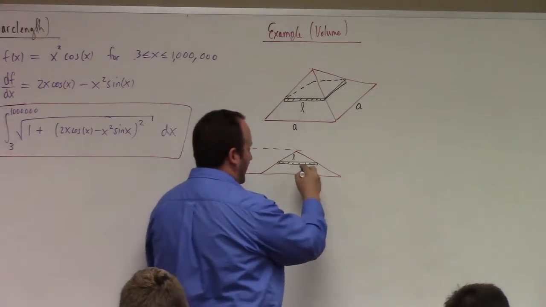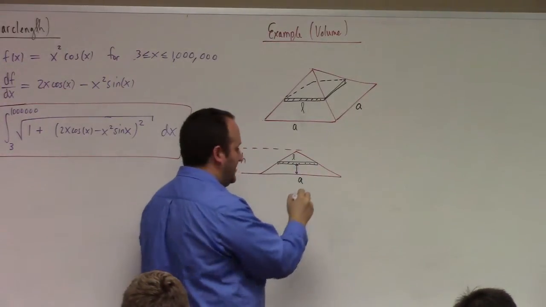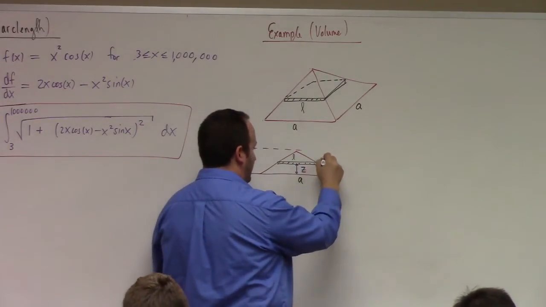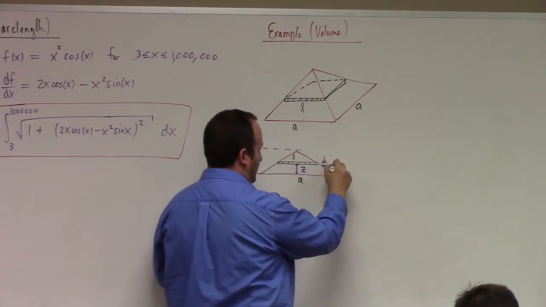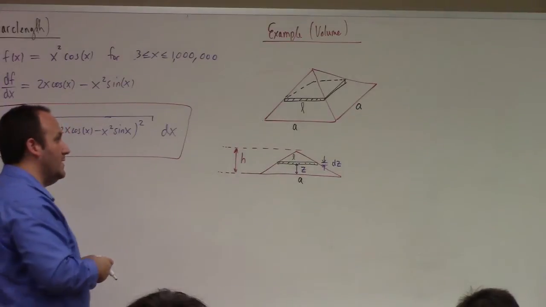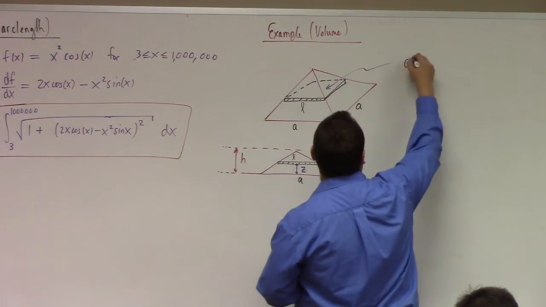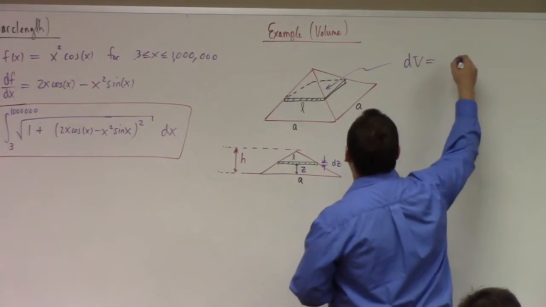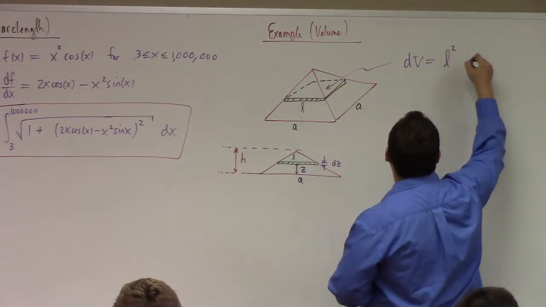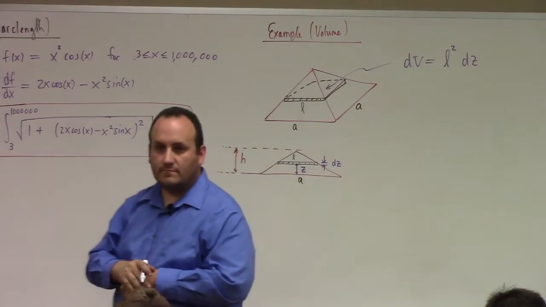So, or if you like Y, what do you guys want, Y or Z? It's up to you. Z, all right, Z. So the thickness of this little slice is dz, all right? And so the volume of this slab is going to be L squared, because that's the area, times dz. Does that make sense?